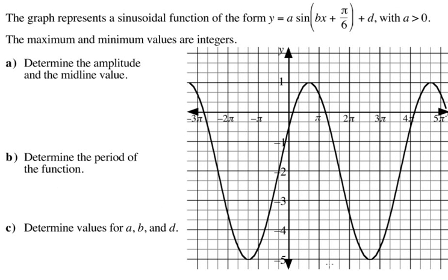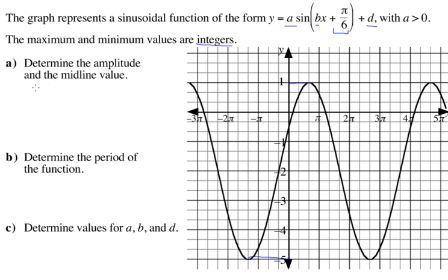Okay, this graph represents a sinusoidal function of the form y equals a sine bx plus a phase shift, and they tell us what it is, but they don't tell us the amplitude, the frequency, or the midline number. The maximum and minimum values are integers. So they're saying this maximum looks like 1 and it is, this minimum looks like -5 and it is. Don't worry about maybe this being 0.99 or something like that. It's not, it's an integer.